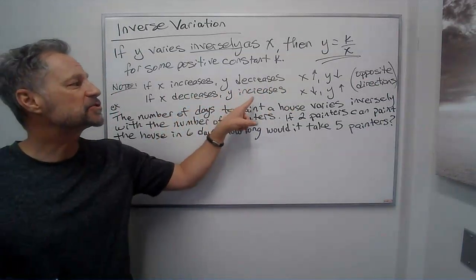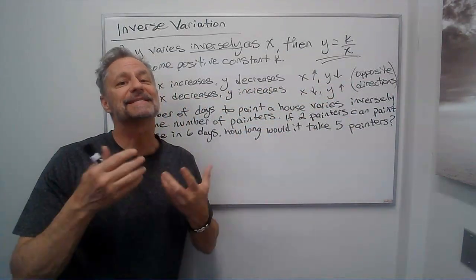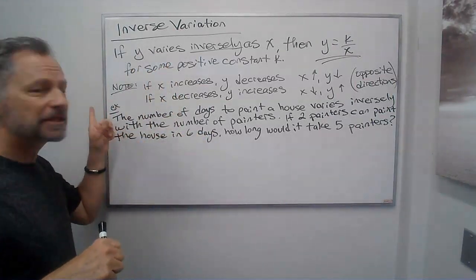So this means if x increases, y decreases. If x decreases, y increases. They go in opposite directions. One goes up, the other goes down. That's inverse variation. Both go the same way, direct variation. But let's look at an example.